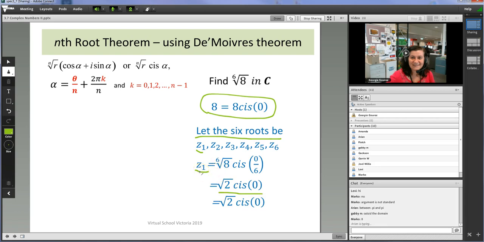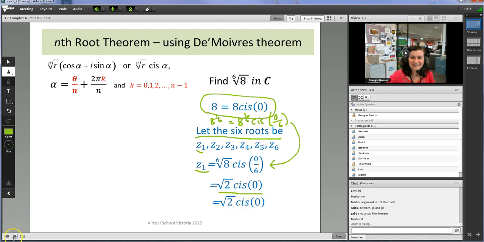So remember, De Moivre's theorem says if you want to find the nth root of 8, you've got to just raise that 8 to 1/6, which is going to be following De Moivre's rule. That's the modulus is raised to the power of 1/6, and the angle is divided by 6, which is what this is. So this is going to help you find the first root to get you started. So this is going to find the first root Z1.